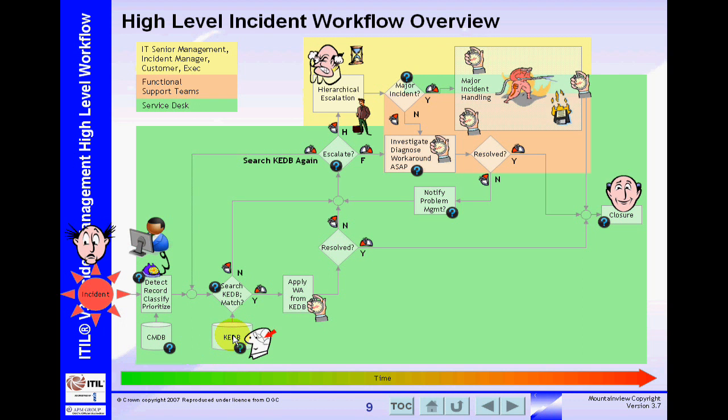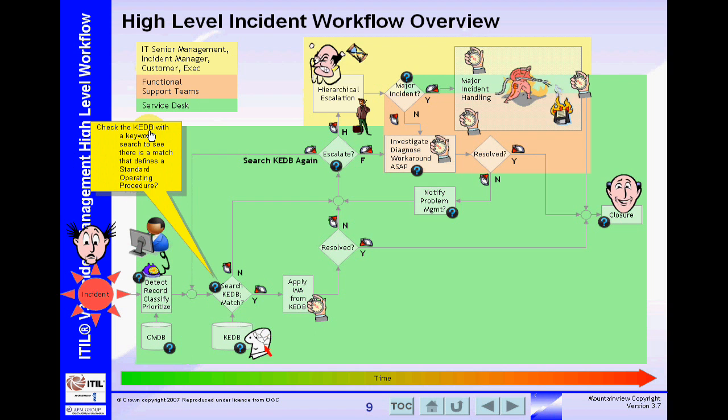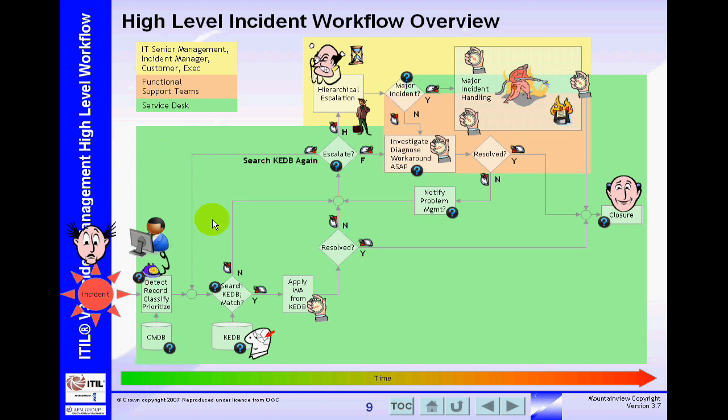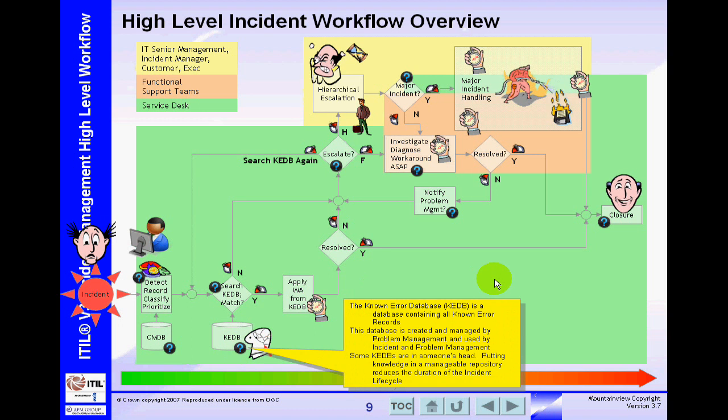If we can find a match in the known error database, then we should be able to restore the service as soon as possible. Checking the known error database for keywords determines certain standard operating procedures that can be used to restore that service much more quickly. The known error database contains workarounds and solutions to all known errors.